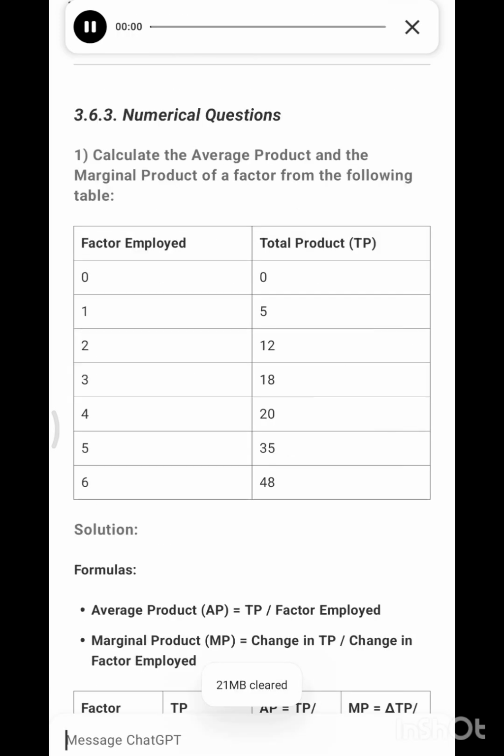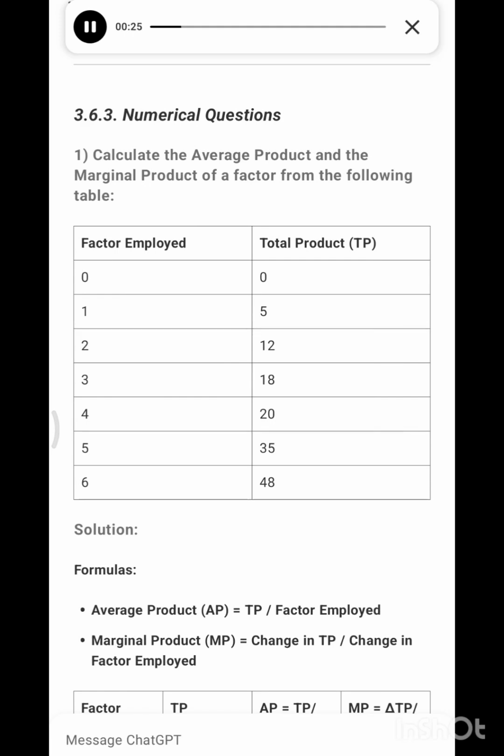Here are the numerical questions along with their answers. 3.6.3 Numerical questions. 1. Calculate the average product and the marginal product of a factor from the following table. Factor employed, total product TP: 0, 0; 1, 5; 2, 12; 3, 18; 4, 20; 5, 35; 6, 48.